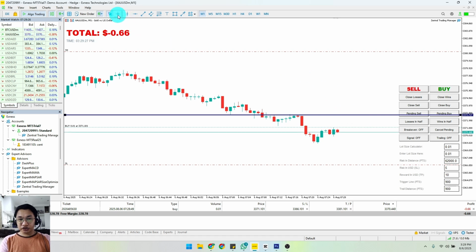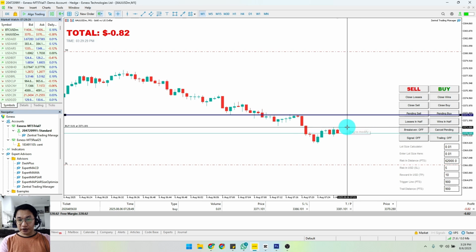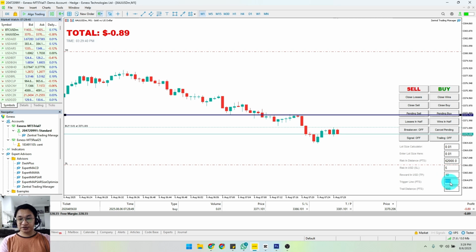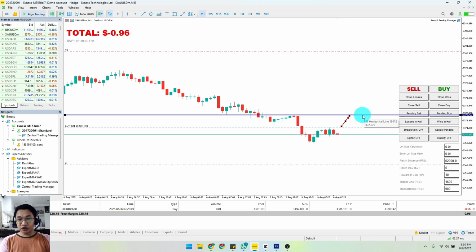Now, you need to measure your entry point, where you enter your trade, going to your target trigger line. That's around 1,639 points. So you don't have to be specific. You can just simply say 1,600 points. Okay, that's the distance between this, to this. Now that's the distance between your entry point going to your trigger line. Now for your trail distance, that's the distance between your trigger line going to your entry point.